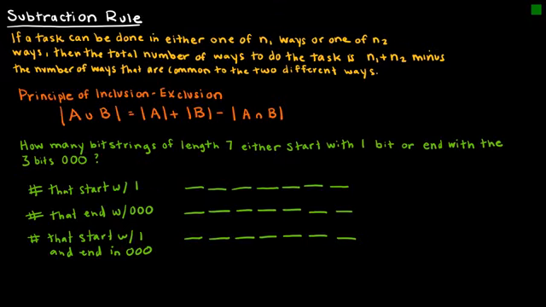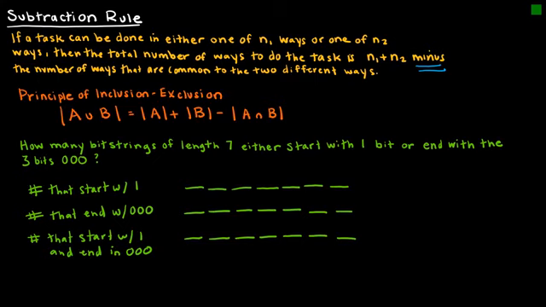Now we have the subtraction rule. And quite often you will see this called the principle of inclusion-exclusion. And we'll talk more in detail in this course, and then we'll talk in way more detail if you continue on to combinatorics. But the subtraction rule basically says if a task can be done in either one of n1 ways or one of n2 ways, then the total number of ways to do the task is n1 plus n2 minus the number of ways that are common to the two different ways.